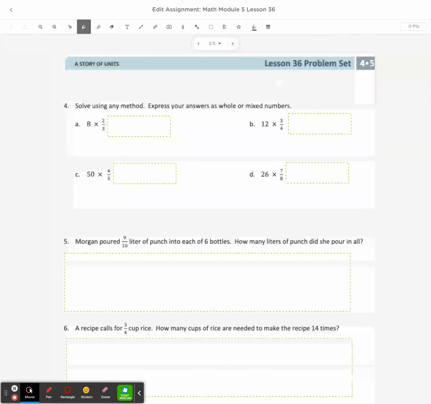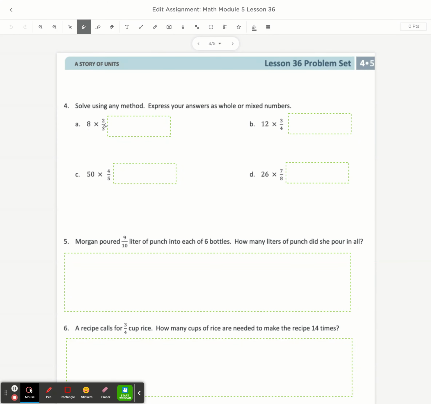Let's move on to slide 3. We're going to pretty much keep on doing exactly what we were doing. Number 4 tells us to solve using any method, and then express your answers as whole or mixed numbers. This time you don't have to rewrite the equation because it's already written out as a multiplication equation.